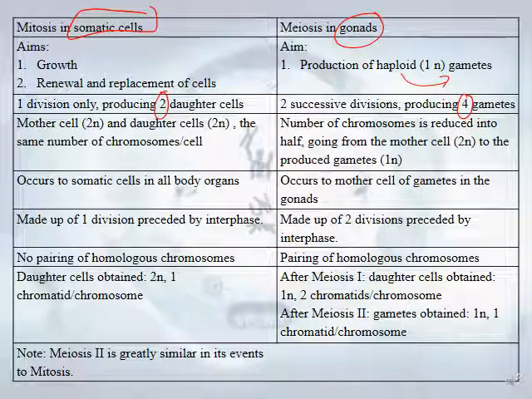Mother cell 2n and daughter cell 2n, the same number of chromosomes per cell, while in meiosis the number of chromosomes is reduced to half, going from the mother cell, which is 2n, to the daughter cells or the produced gametes, which are haploid 1n. Mitosis occurs in somatic cells in all body organs, while meiosis only occurs in the mother cells of gametes in the gonads. Mitosis is made up of 1 division preceded by interphase, while meiosis has 2 divisions preceded by interphase. In mitosis there is no pairing of homologous chromosomes, while in meiosis we have pairing, which is tetrads. In mitosis, the daughter cells are 2n, 1 chromatid per chromosome. After meiosis 1 we have daughter cells 1n, 2 chromatids. After meiosis 2, 1n, 1 chromatid per chromosome.